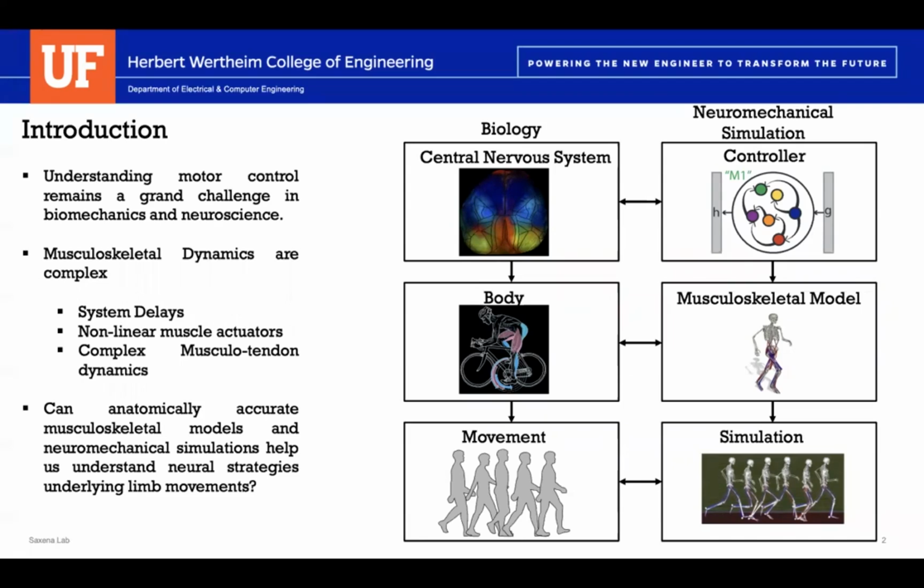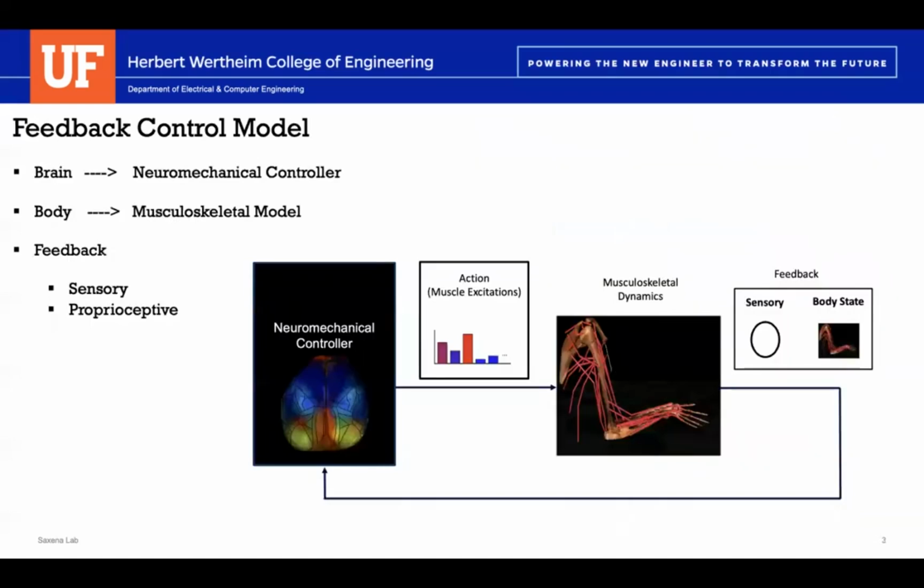Some of the complexities include system delays, the non-linear nature of muscle actuators, and complex muscle-tendon dynamics involved in this process. In this presentation, I would like to discuss whether neuromechanical simulations combined with deep reinforcement learning can provide us some insights into neural strategies that are implemented by the motor cortex or brain to produce these movements. In neuromechanical simulations, there is a controller that represents the central nervous system in the biological framework. Similarly, there is a musculoskeletal model that represents the body and a simulation that represents the actual movement.